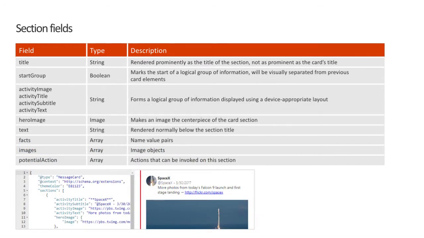Now we also have section fields, and section fields are going to allow us to create different sections within our card. You should not use hyperlinks in the title of your section. An example for, say, a news article abstract is I would use the activity image to display a picture associated with the article, an activity subtitle to display the date and time an article was originally posted, and activity text to display the actual abstract. And I'm going to use facts to present metadata, such as the publish date, image credits, and other citation data.